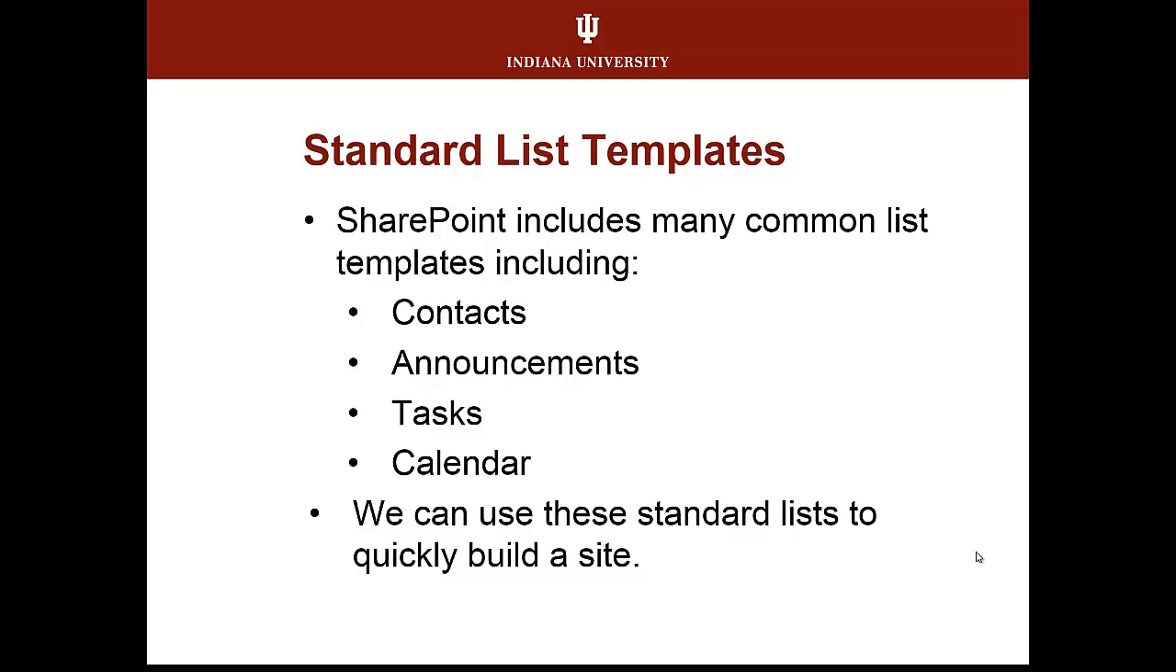Now, if you're concerned that you won't be able to create the perfect list, SharePoint does have many common list templates, including things like contacts, which includes columns like the name, the phone number, email address, that sort of thing, along with a simple announcements list that allows you to type a bunch of text in to say, hey, everybody, this new thing is happening. We also have task lists and calendar lists, which should be pretty obvious. Those standard list templates can quickly build a site.